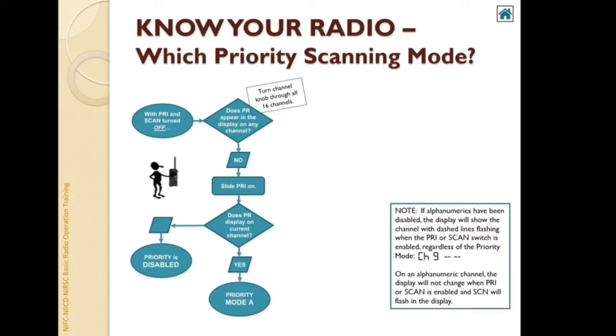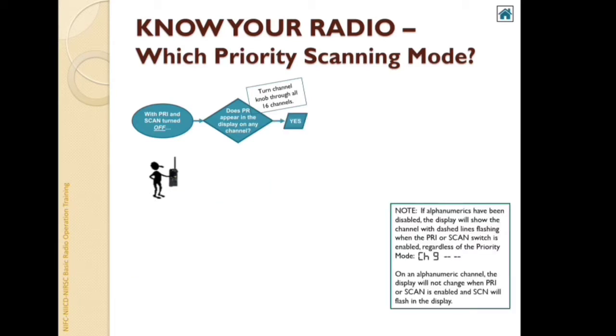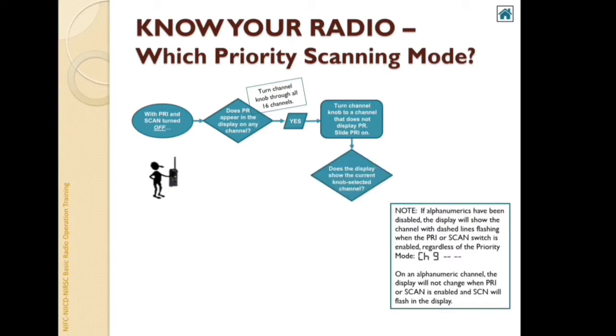So what's our other option? Okay, so you scroll through all 16 channels, and then on one of those channels, you see priority, the PR in the upper left-hand corner. Then it says, turn it to a channel that does not display a priority. Does the display show the current knob selected channel? If yes, you're in priority mode B, and that's when you flip it on.